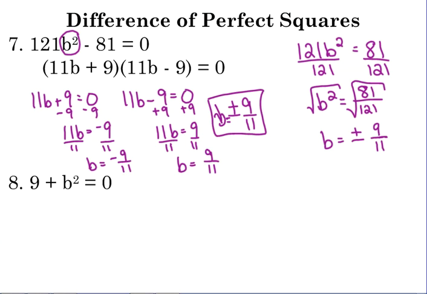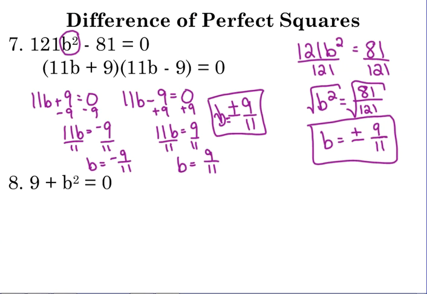Now, the reason why I don't have a problem with you doing this, but most people, when they take that square root, guess what they forget? The plus or minus. So they only get the positive solution. They forget about the negative solution. If you factor it, you're guaranteed to have both of them. So I don't have a problem if you want to solve this by taking square roots, as long as when you take the square root, you remember to include the positive and the negative.